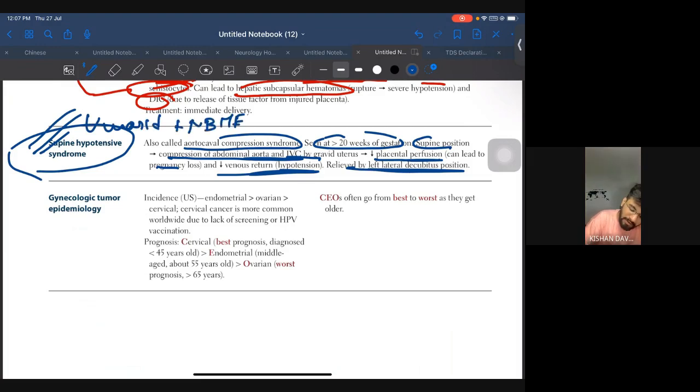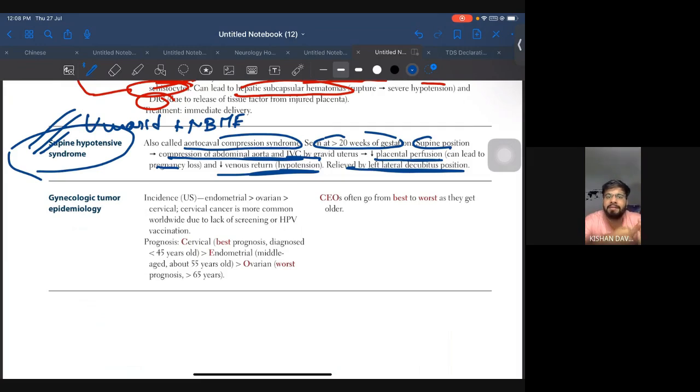Okay, so if the case is given, when the mother is lying down, there is a pain in the abdomen. How is this occurring? Because of the compression of IVC and abdominal aorta, it is causing ischemia in the placenta. So there can be fetal loss also because the oxygen won't be reaching there.